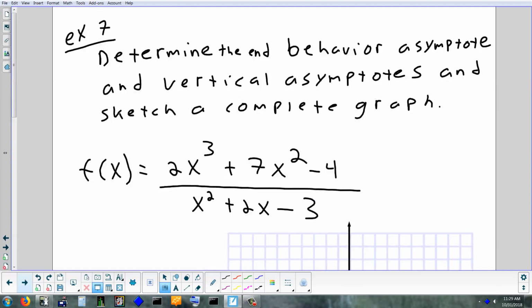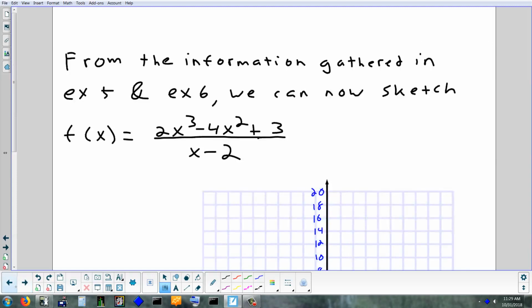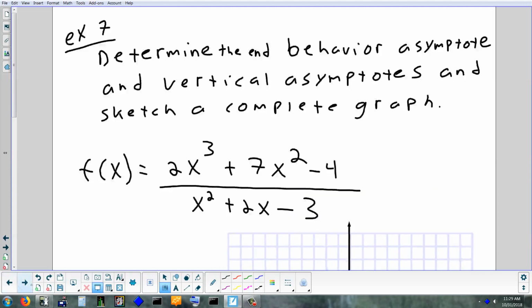3. So that's a degree 3 polynomial. That's the highest exponent. What's the degree in the bottom? 2. What's the difference between a 3 and a 2? 1. It's a difference of 1. So this asymptote is not going to be quite as complicated as the one we just looked at. Right? It's a degree 1. Degree 1 is a line, but it's not a horizontal. It's going to be a slanted line.